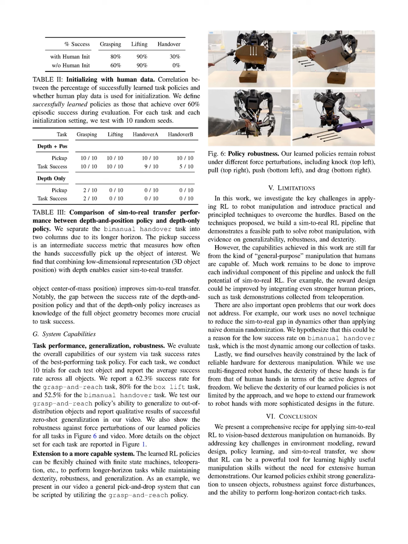Additionally, the lack of reliable hardware for dexterous manipulation constrained our ability to fully leverage the capabilities of multi-fingered robot hands, which do not match human dexterity. In future work, we plan to enhance reward design by integrating stronger human priors, such as task demonstrations from teleoperation, and explore novel techniques to reduce the sim-to-real gap in dynamics. We also aim to extend our framework to more sophisticated robot hand designs to improve the dexterity of our learned policies.